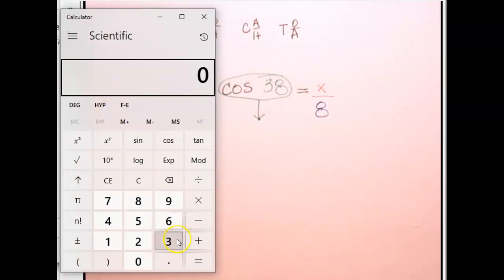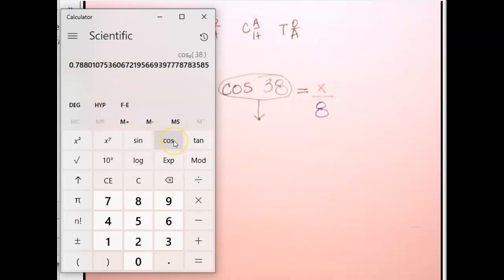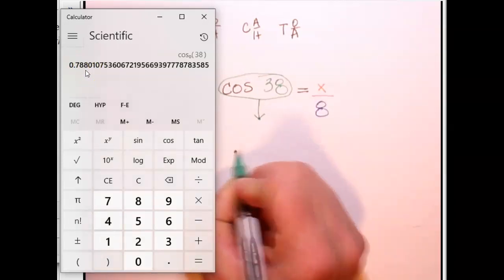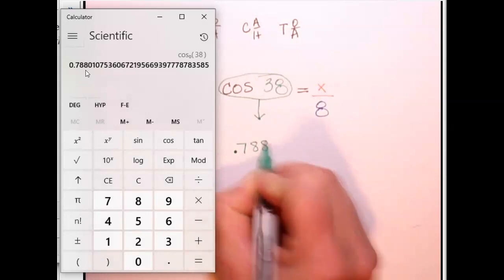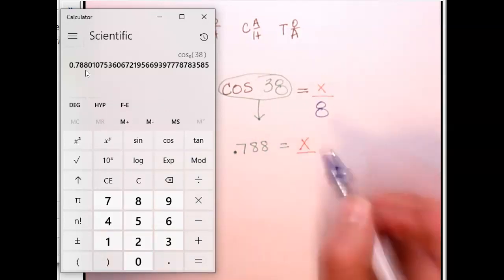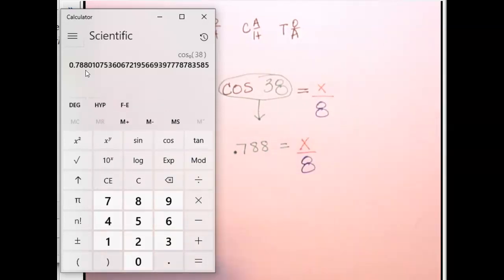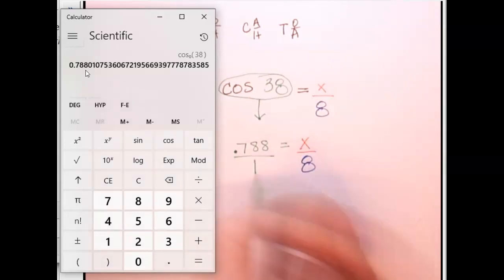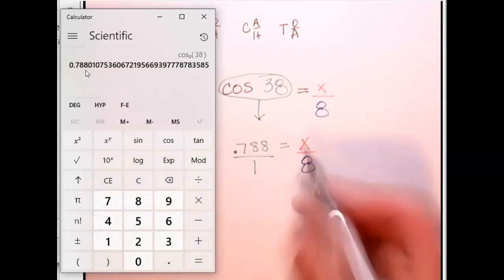All right, so 38, I need to do the cosine, 0.788, and there's nothing after the 8, so it's just going to be 0.788. So here we go, 0.788 is equal to x over 8. Okay, and again, I'm going to treat this like a proportion, so I'm just going to put that over 1. And then all we have to do is cross multiply and divide.